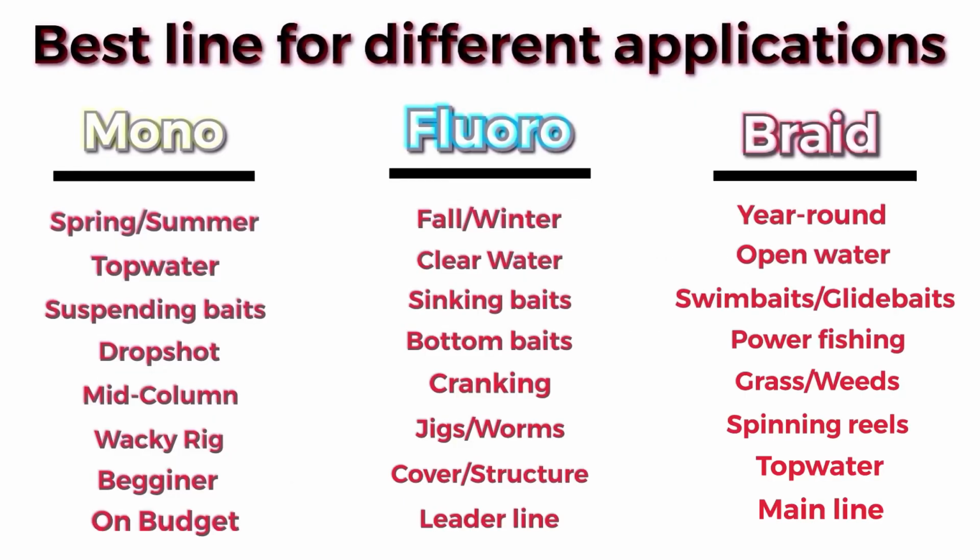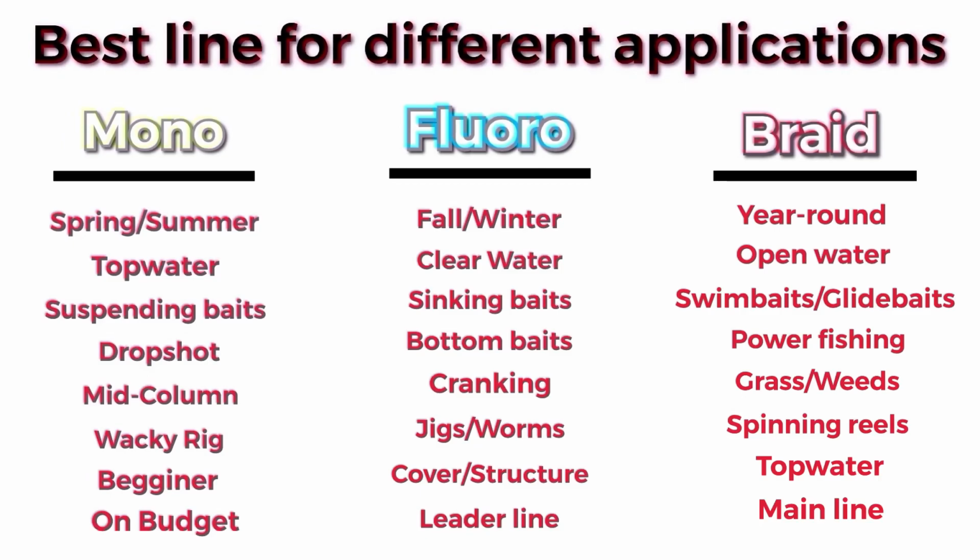When it comes to the different types of line and what they're best suited for, we like to throw a monofilament in the spring and summertime because not only are the bass more aggressive that time of year and tend to not notice the line as much, but you've also got less clarity in the water as opposed to the fall and the wintertime when visibility really becomes an issue.